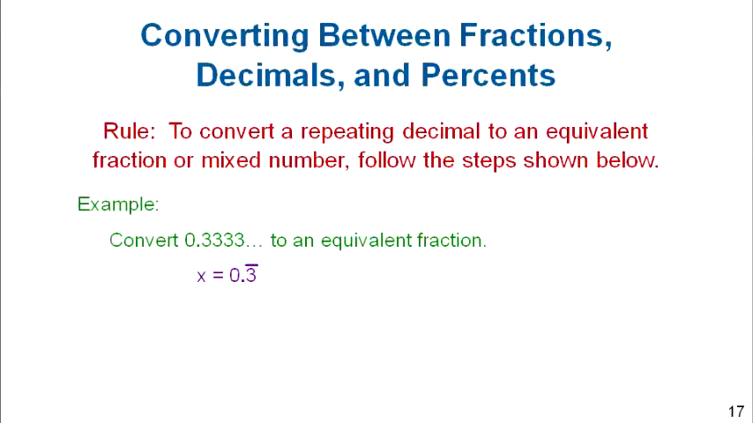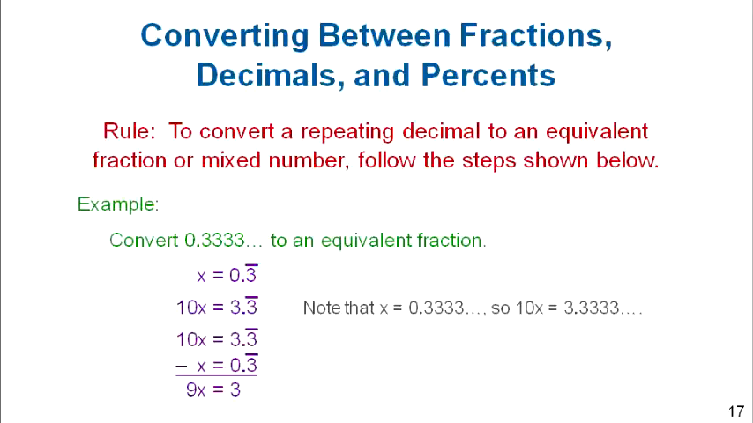To convert this decimal to an equivalent fraction, we will begin by writing an algebraic equation. We will say that x is equal to this decimal using the horizontal segment notation. Next, we will multiply both sides of the equation by 10. I'll talk more about why I chose 10 when I work the next example. Note that 10 times x is equal to 10x, and that, when we multiply the decimal by 10, this will move the decimal one place to the right.